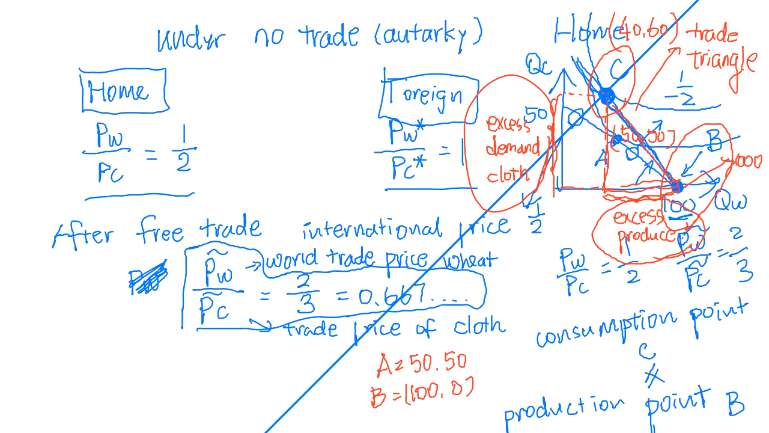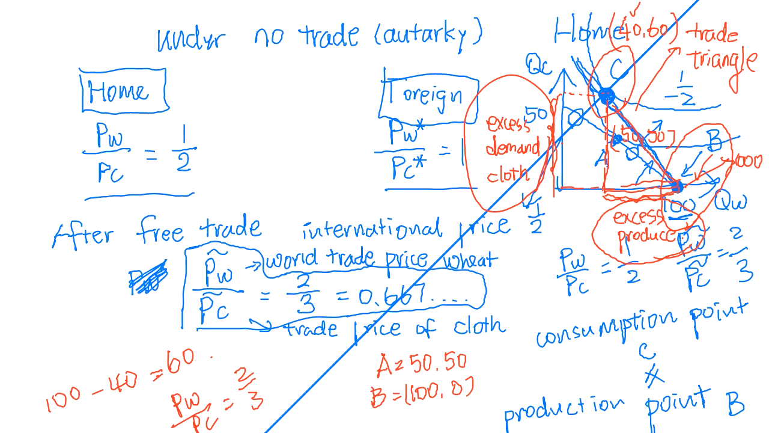So how much does the home country export to the international market right now? The home country's consumers only consume 40 bushels of the wheat, but they produce 100 bushels of the wheat. So the difference is 100 minus 40, which is equal to 60. And this is under the relative price of wheat equal to 2/3. That's basically the idea.